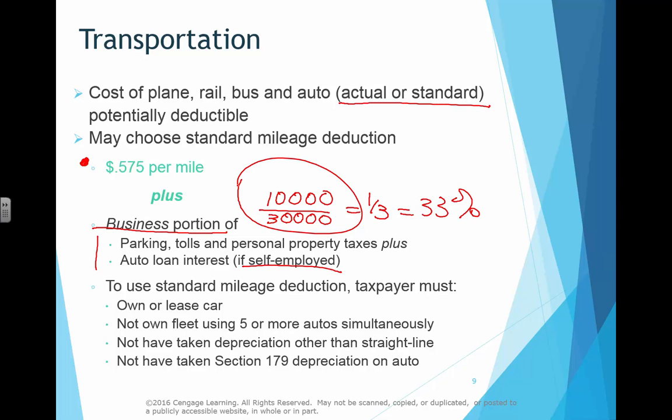In order to be eligible to use standard mileage deduction, you have to meet these 4 caveats, and you can read through those. You probably don't know what the 3rd and 4th bullets are. Basically, pretty much anybody that wants to use standard mileage deductions that I've come across comply with these 4 caveats. So that's not usually a deal killer.